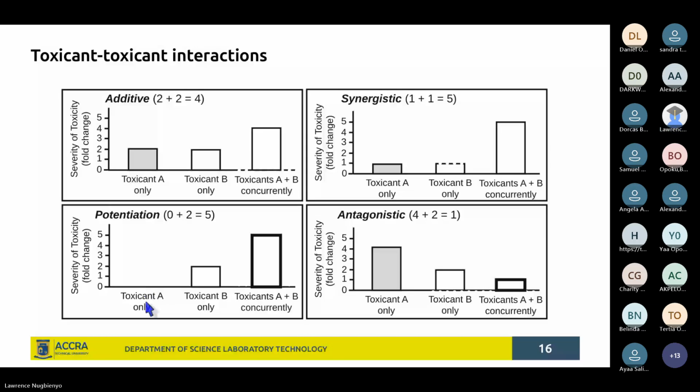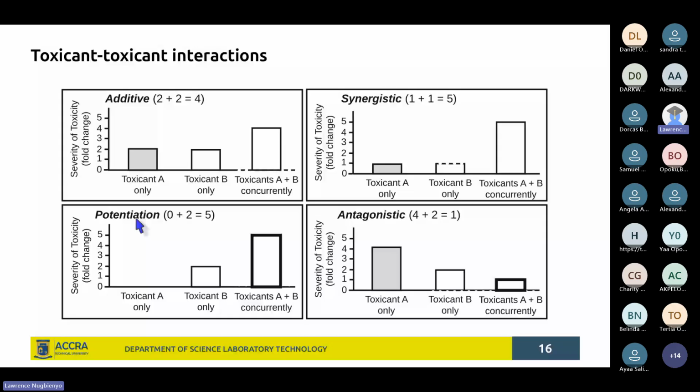And you have substance B is having severity of toxicity of, say, around 2. Now, when you put toxicant A and toxicant B together, this gives you a high toxic effect up to 5, which is to say that even though toxicant A itself exhibits 0 severity of toxicity, it gives some potentiation. It increases the toxic effect of toxicant B. That's why you see that the level of severity of toxicity has increased. So that is potentiation.